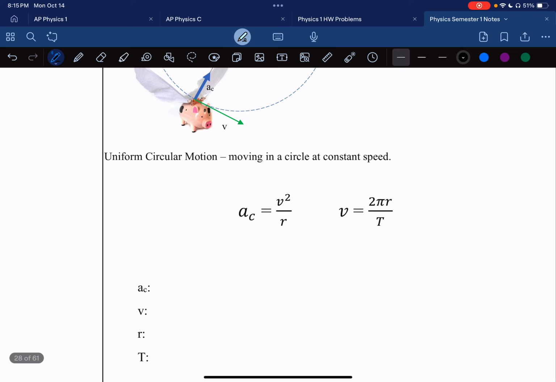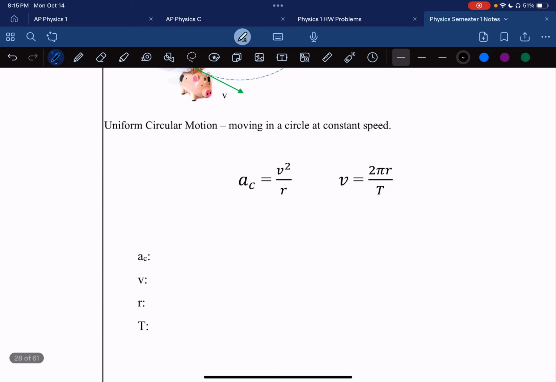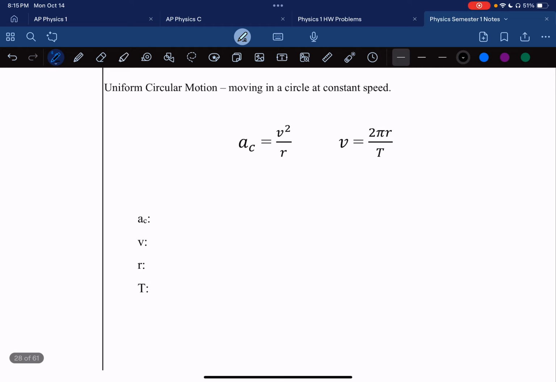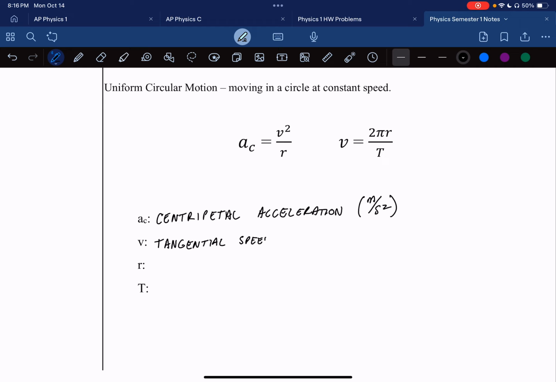So today, uniform circular motion, moving in a circle at constant speed. We have some equations here. This is centripetal acceleration. It's an acceleration, so the units are similar to what we've seen, meters per second squared. V, it's actually not velocity in this case. We're going to call it the tangential speed, which is in meters per second.